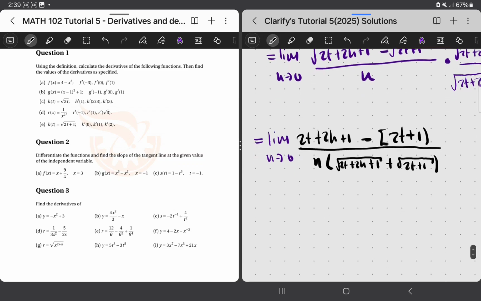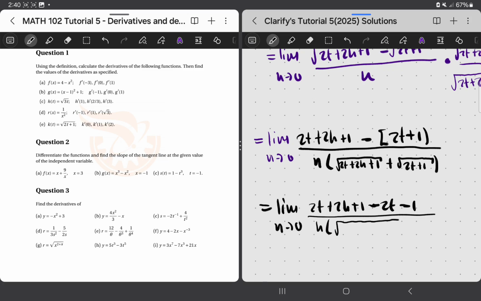So, this is the limit as h goes to 0. Let's do this. What are we going to have here? We're going to have the limit as h goes to 0 of 2t plus 2h plus 1 minus 2t, then minus 1, all over h multiplying the square root of 2t plus 2h plus 1 plus the square root of 2t plus 1.